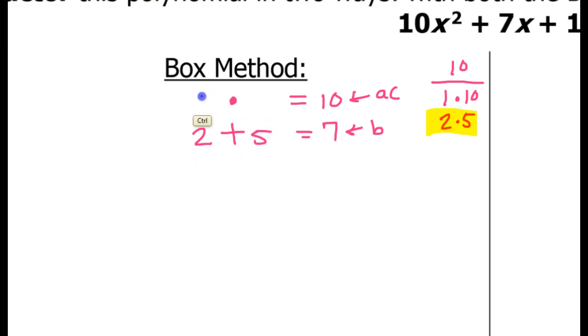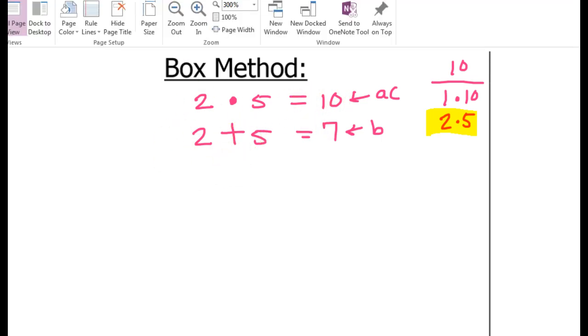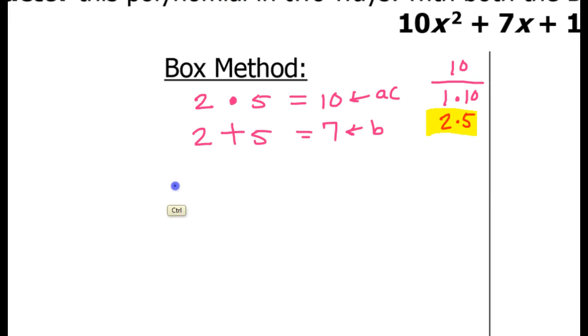Whatever we choose, we have to use the exact same numbers for the product. Does 2 times 5 equal 10? Yes, it does. So we found the pair. So now it's time to draw the box, which gives the box method its name.